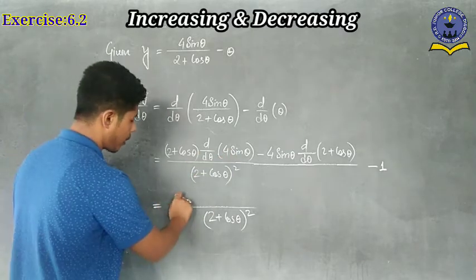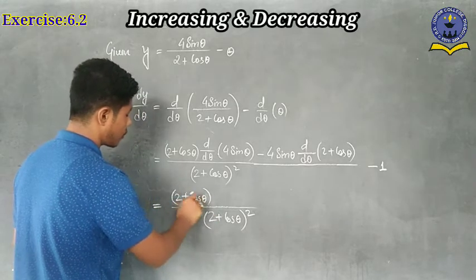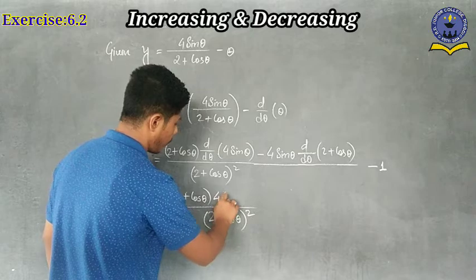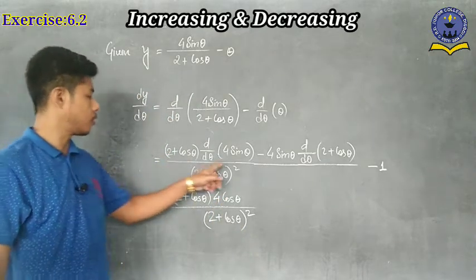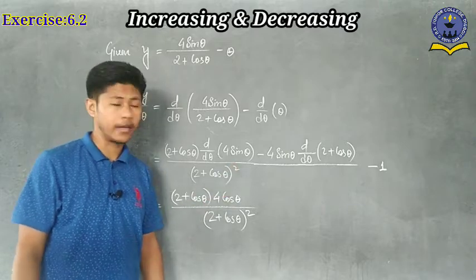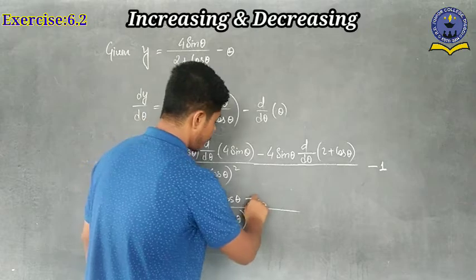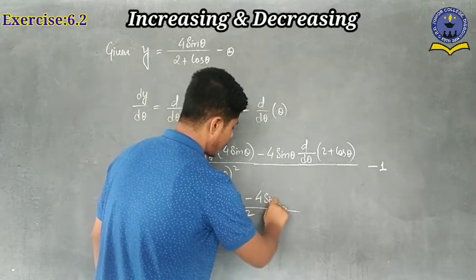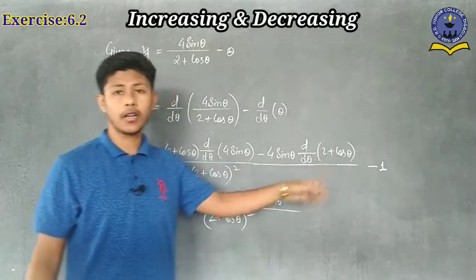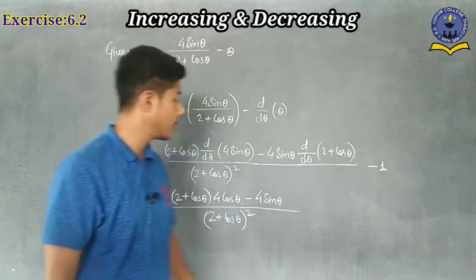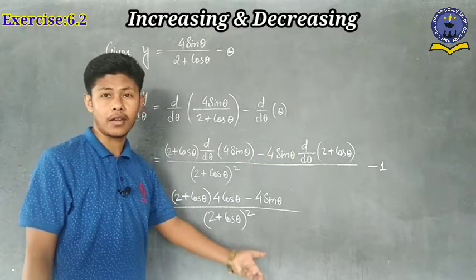So that means we have to write 2 plus cos theta into 4 cos theta. So 2 plus cos theta into 4 cos theta. Is it clear? Then the next part we have to write is minus 4 sin theta, so that means 4 sin theta, and d/d theta of the constant term 2 is 0. d/d theta of cos theta is what? Now in this case we get minus sin theta, isn't it?